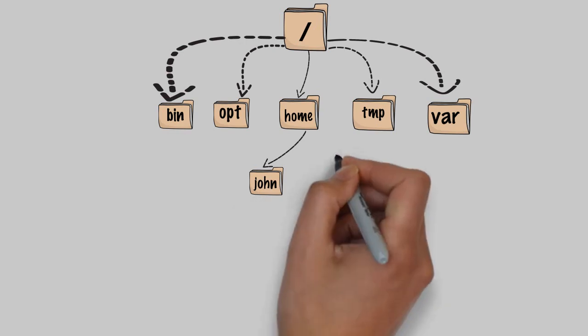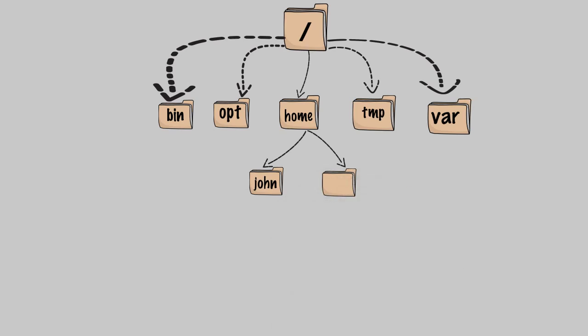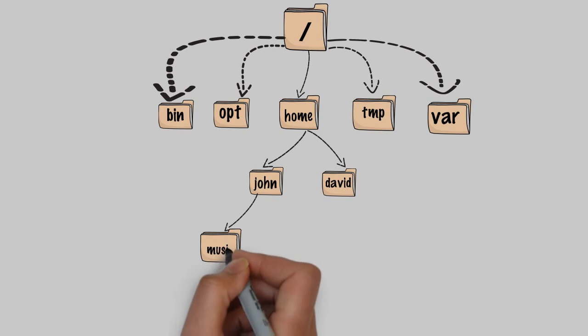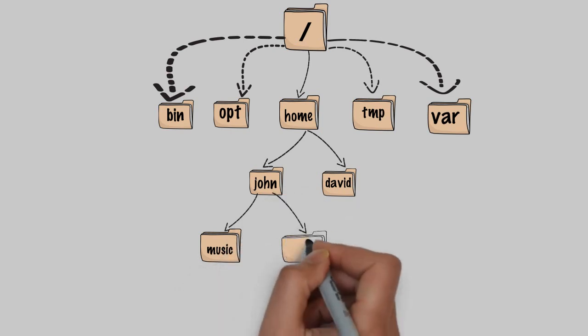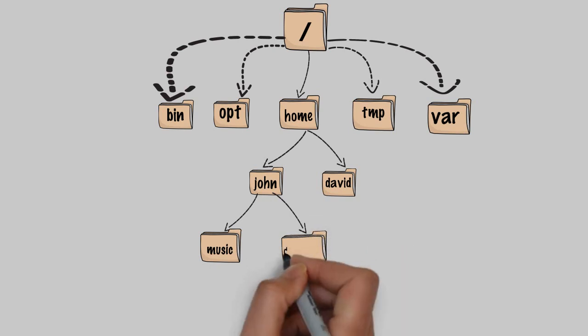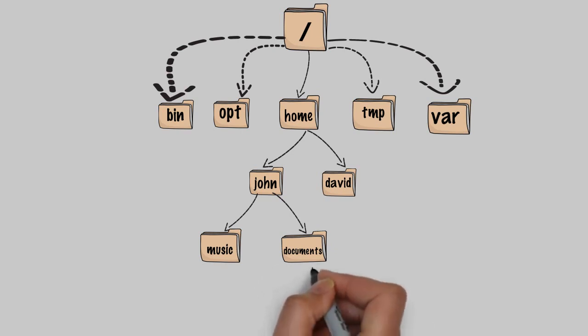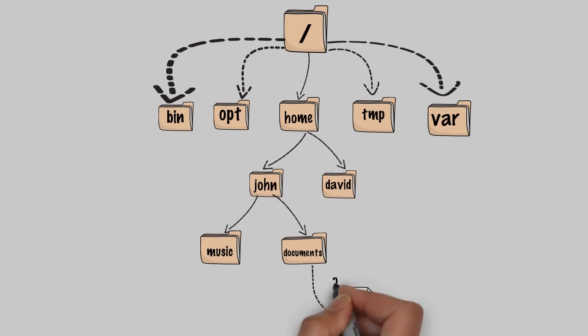Linux is a multi-user environment, which means that many users can use the system. Each user is given a directory under the home directory. As you can see, in this example we have John and David. John can have two directories, music and documents. Underneath the documents, he can have a file phone.txt where he keeps track of all his friends' phone numbers. We will refer to this file later on.